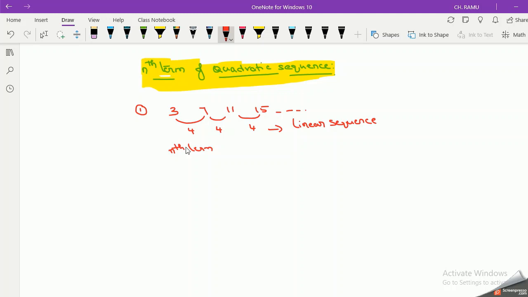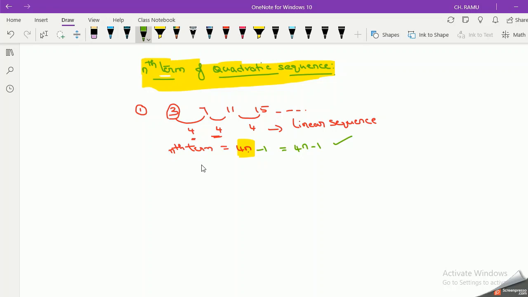The nth term is equal to, so the gap between the numbers is 4, so 4n. Put n as 1, 4 ones are 4, but we need the first term to be 3, because we are substituting 1 here. To get the first term, put n equal to 1, 4 ones are 4, but the first term is 3, so what we need to do? Subtract 1, then the nth term becomes 4n minus 1. This is the linear sequence.